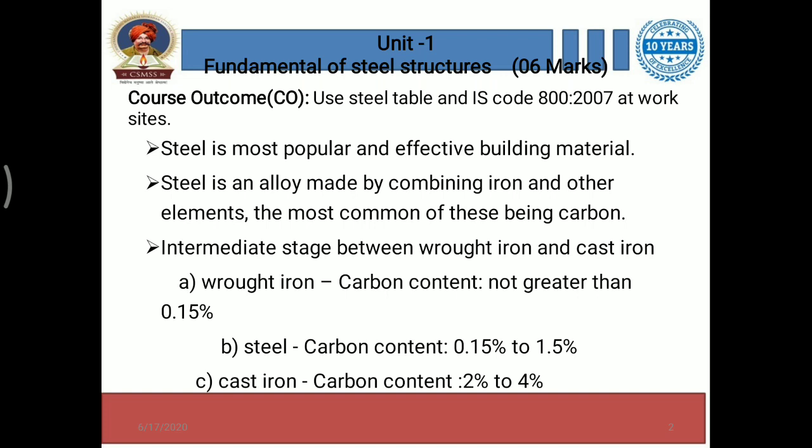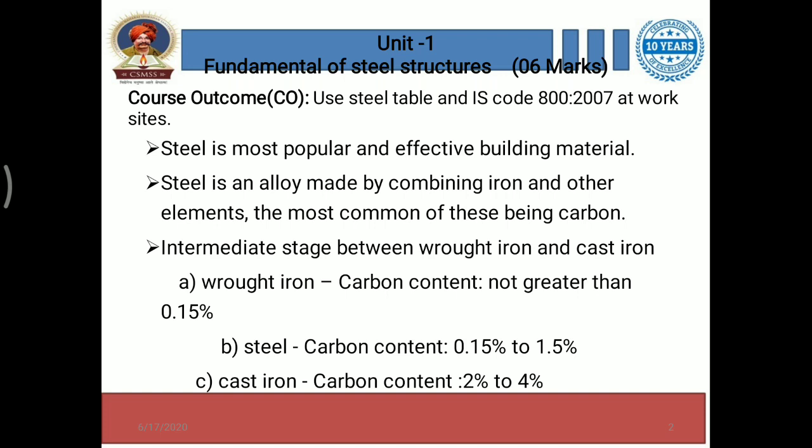Steel is an alloy made by combining iron and other elements, the most common of these being carbon. So basically steel is an alloy which is a combination of iron and a different percentage of carbon, which gives different types of steel according to the variation of percentage of carbon content.